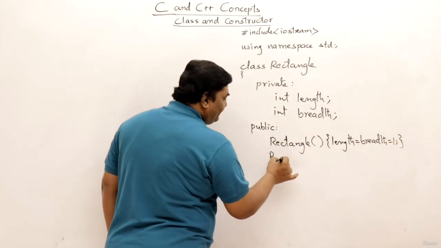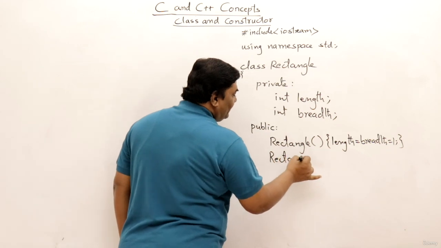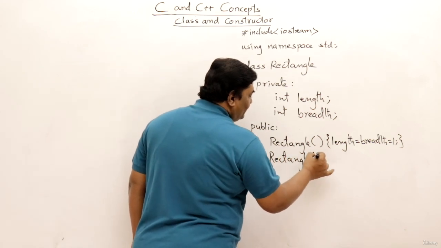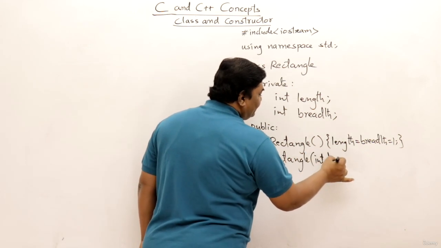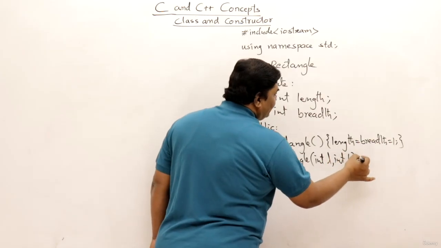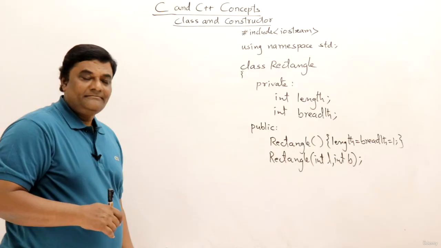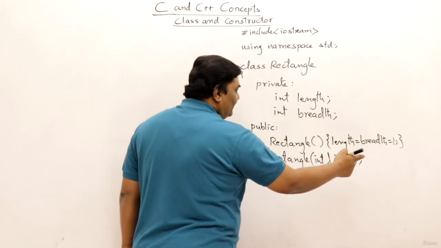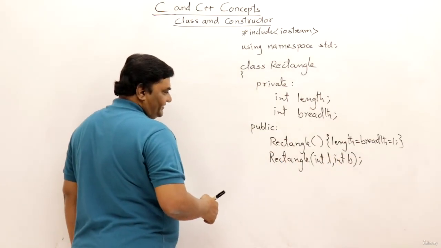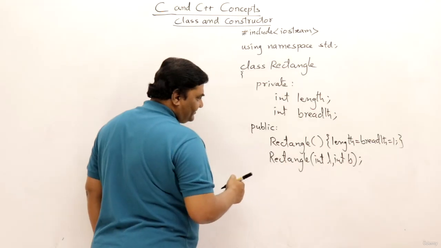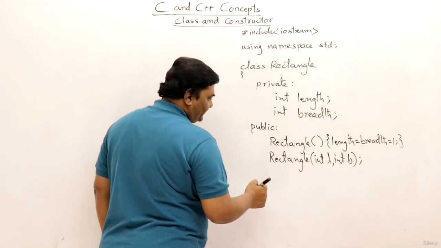Then next I will write down a parameterized constructor. This will be called constructor overloading. This takes length and also breadth. This I will be defining outside using the scope resolution operator. So this is just a prototype or a signature of a function, or the header of a function. So this is a constructor member function.